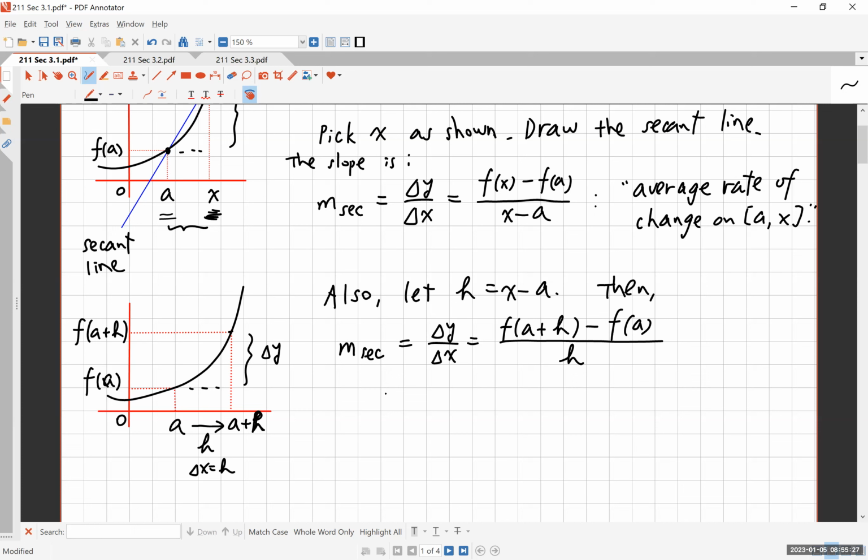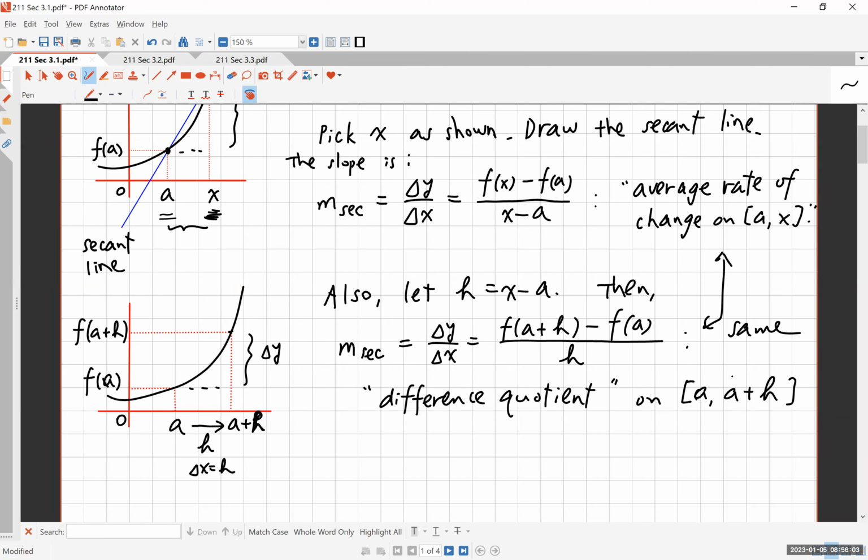And this is also called the average rate of change, of course. But this one in particular, these are the same thing, but this has a name. It's called the difference quotient. Because these are used interchangeably, both of these can be called the average rate of change and the difference quotient on this interval from a to a plus h.